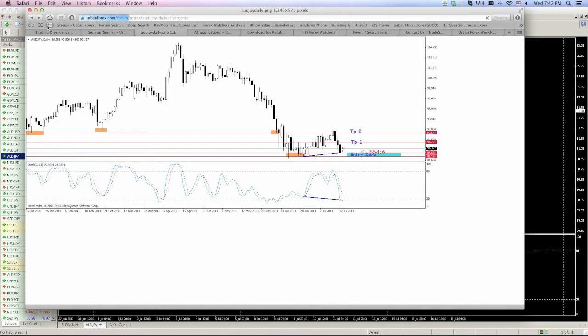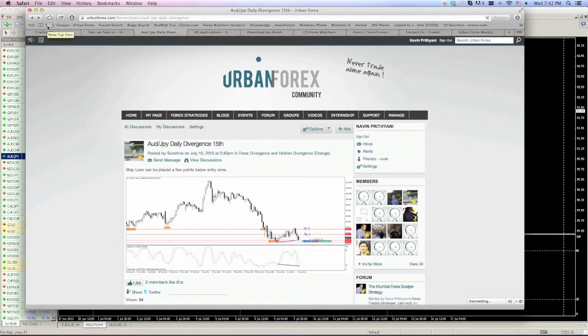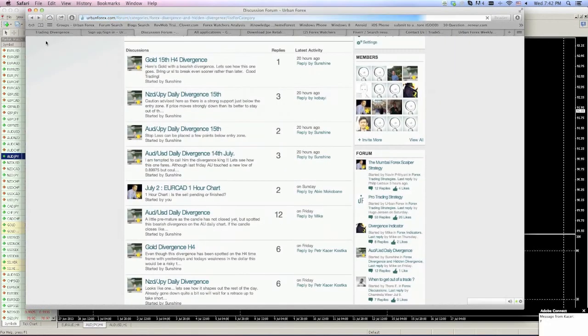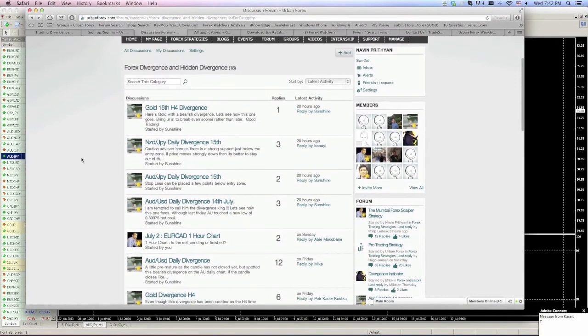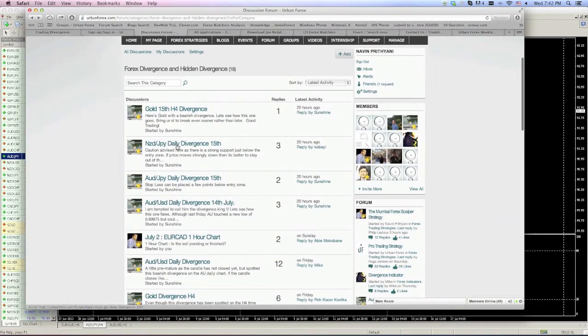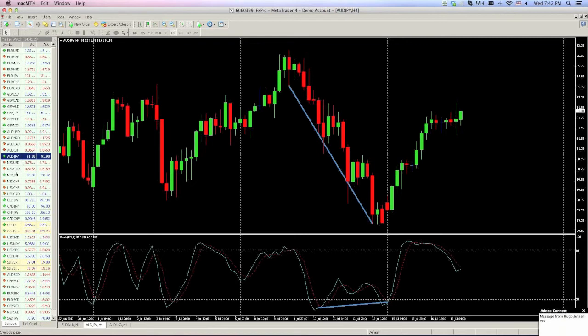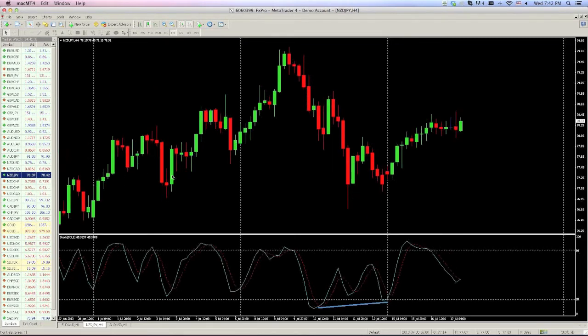Okay, let's move on to the next one. Everyone get this one, Aussie dollar, Japanese yen. Okay, this was a little bit tougher one to take, but that's okay. Okay, New Zealand dollar, Japanese yen, daily divergence, same place. Okay, New Zealand dollar, Japanese yen correlates very, very well with Aussie dollar, Japanese yen. Now let's take a look at that. Okay, this was the daily chart where Sunshine had spotted this.